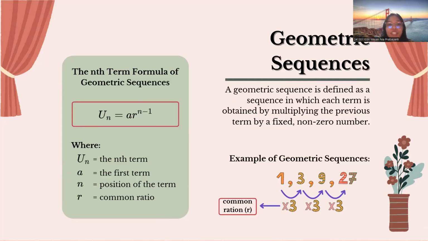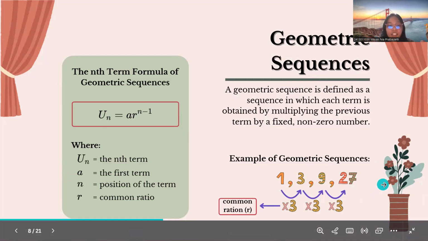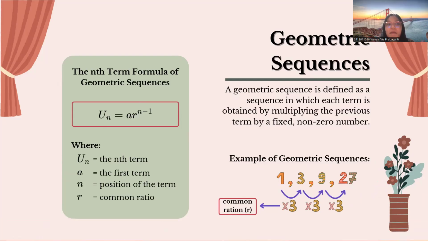So the fixed multiplier is called the common ratio, and we are going to represent it with the letter r. So, for example, let's consider the sequence 1, 3, 9, and 27. So, okay, from this sequence, we already find the pattern. Each term is multiplied by 3 to get to the next one.